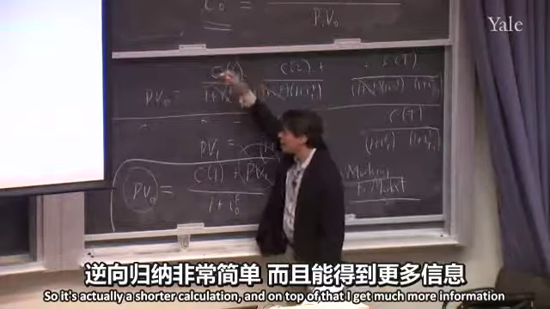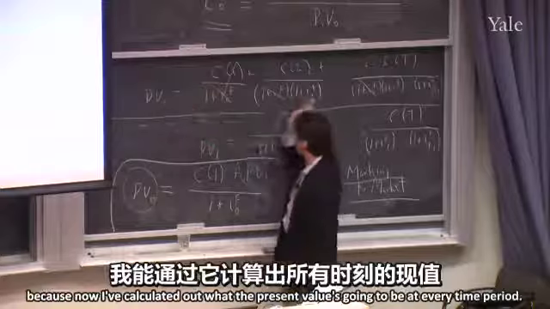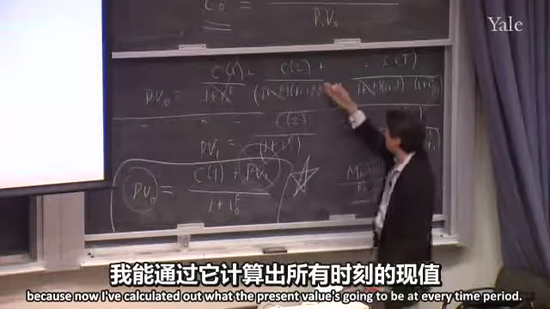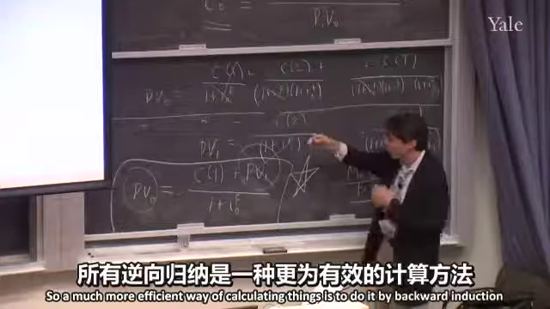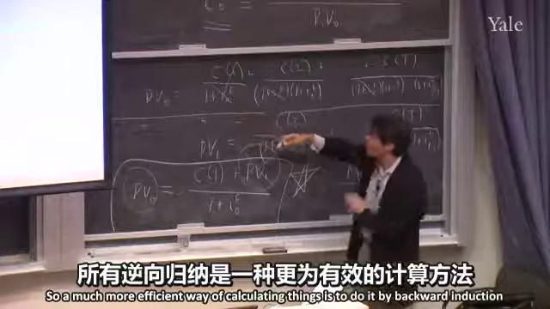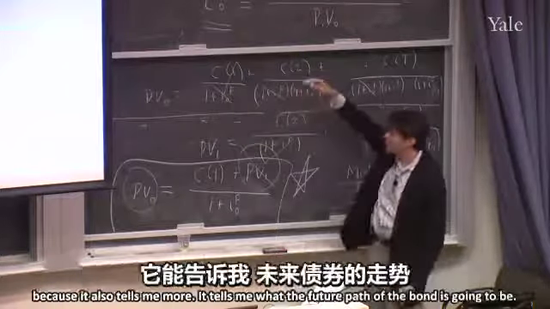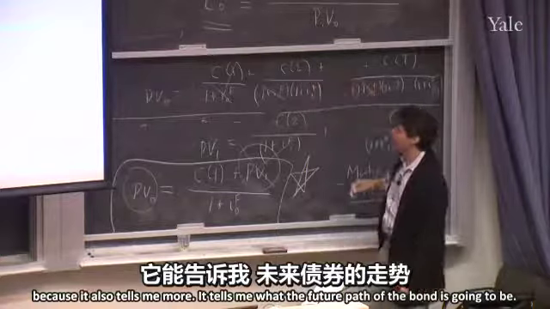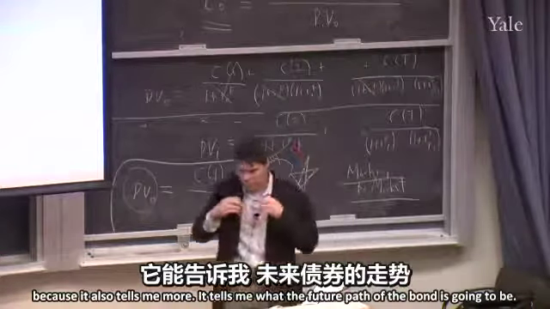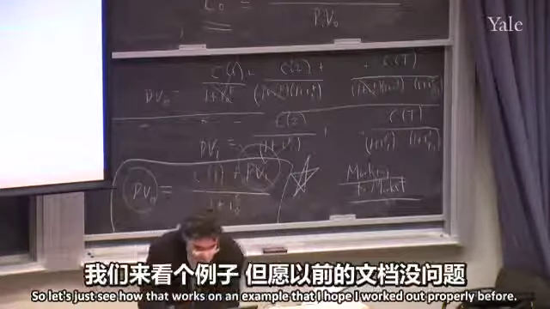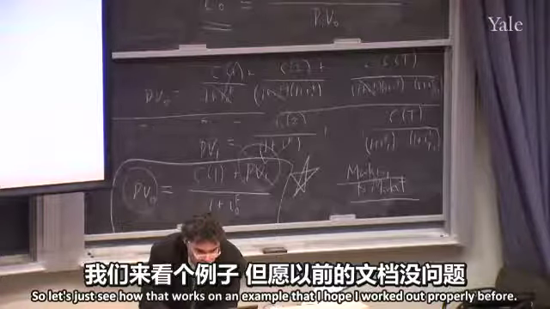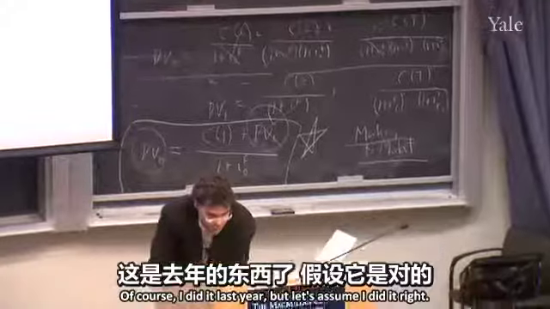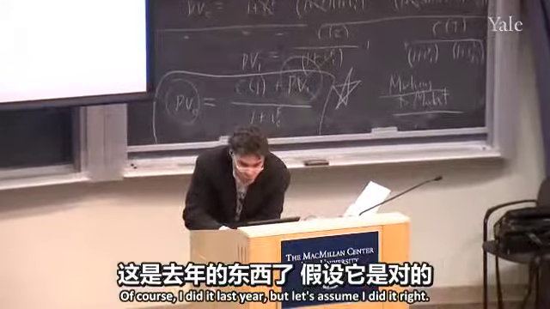And on top of that, I get much more information, because now I've calculated out what the present value is going to be at every time period. So a much more efficient way of calculating things is to do it by backward induction, because it also tells me more. It tells me what the future path of the bond is going to be. So let's just see how that works in an example that I hope I worked out properly before. Of course, I did it last year, but I assume I did it right.